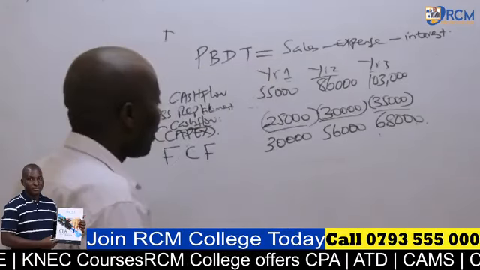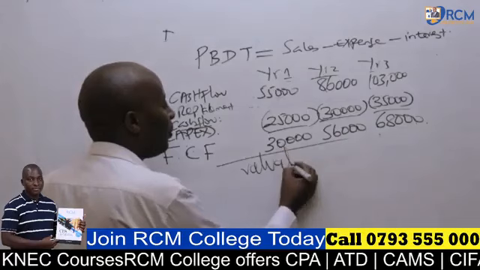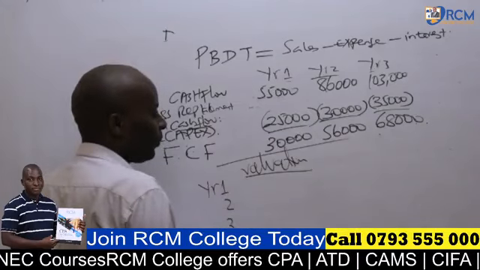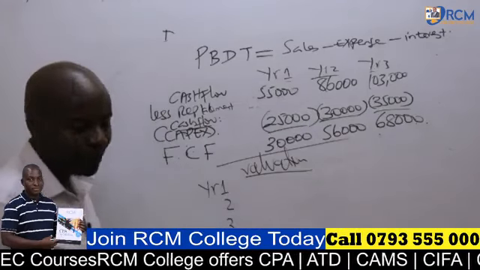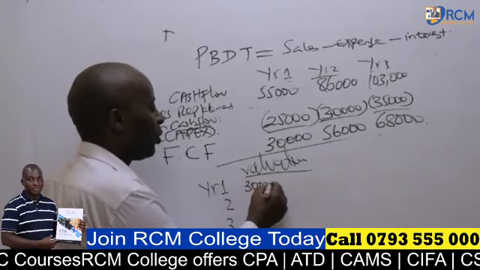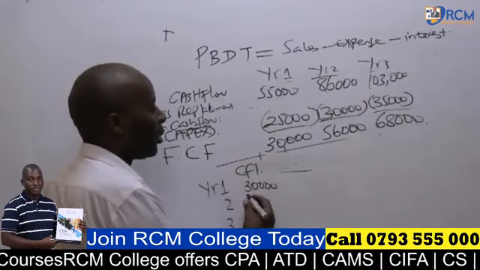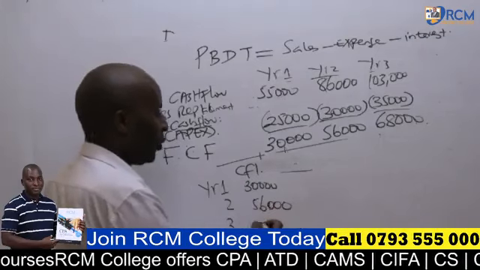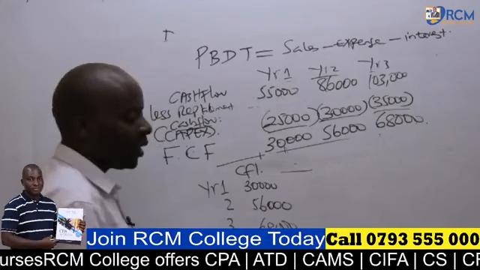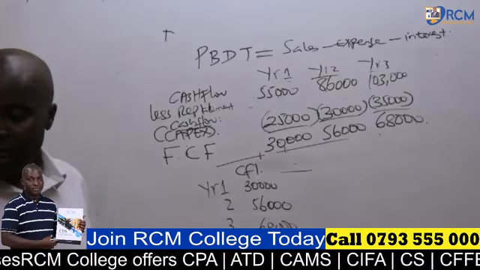So then I'll come and talk of valuation of the farm. So we have year 1, year 2, year 3, and then we have infinity. Year 1 cash flow is 30,000, year 2, 56,000, year 3, 68,000, and then the infinity cash flow we need to look for.